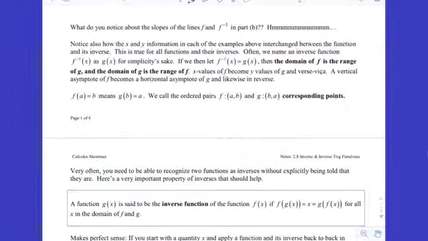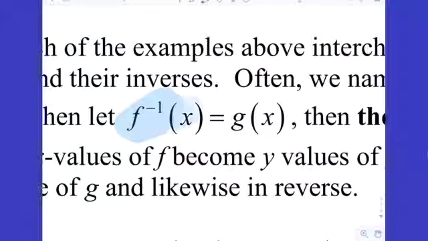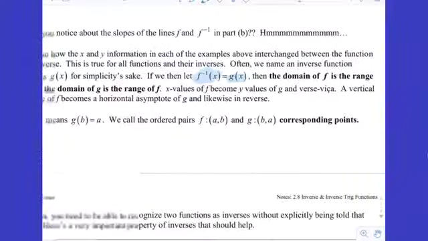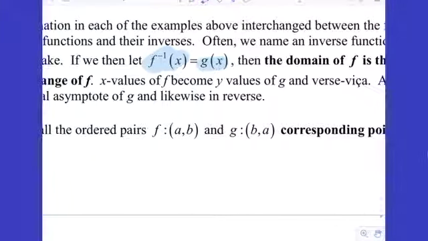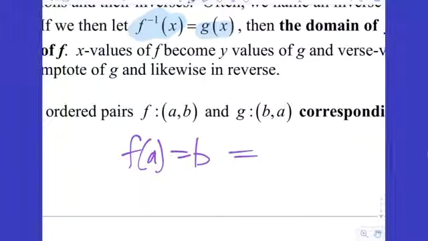Let's go ahead and, well, I define it right here. We call the ordered pairs corresponding points. So on the function f, if there's a point called (a, b), if we let g be the inverse, sometimes we do that because f inverse is a little bit cumbersome. Sometimes we'll just define the inverse to be g of x. Then on function g, we have the corresponding point (b, a). Or another way to write it is if f and g are inverses, f of a equals b if and only if g of b equals a, right? Same thing? Yeah. Okay.